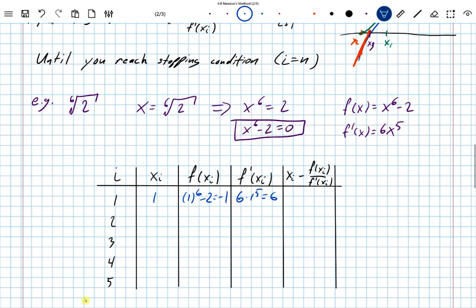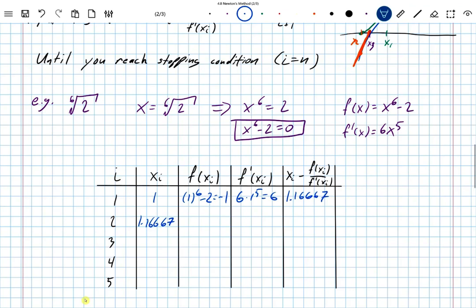I'm going to go ahead and write this as a decimal. Since this is an approximation method, it is okay to keep decimals around. So 1 plus 1/6 is about 1.1666, as many sixes as you want, 7. Now this number becomes my x2. Now I need to plug that into my f, and I need to plug it into my f prime.